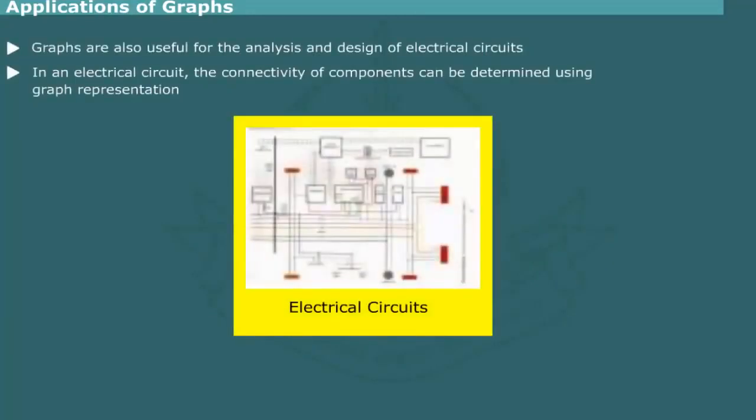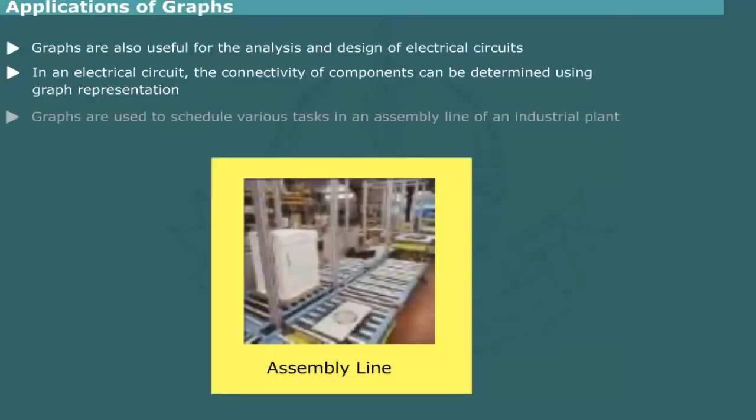Electrical circuits are another common example of application of graphs. Connectivity and performance of a circuit can be ascertained with the help of graph theoretical methods. Graphs are also useful to schedule various tasks in an assembly line of an industrial plant when certain tasks must be completed before the next task is started.